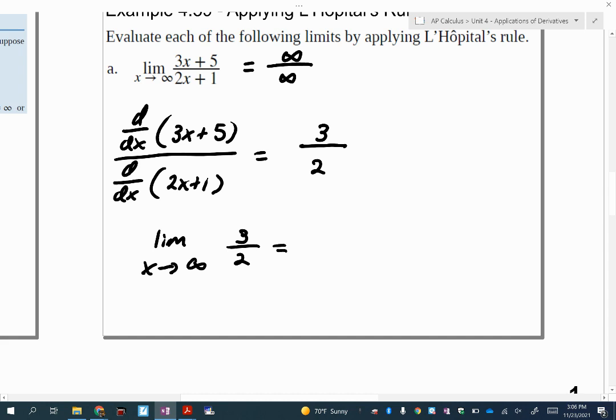So the limit as x approaches infinity of 3/2. One of the very first rules we learned with limits is that no matter what you're approaching, if you're looking at the limit as x approaches anything of a constant, it will always just be that constant. So this is going to be 3/2. That's our limit as x approaches infinity of these two functions divided by each other.